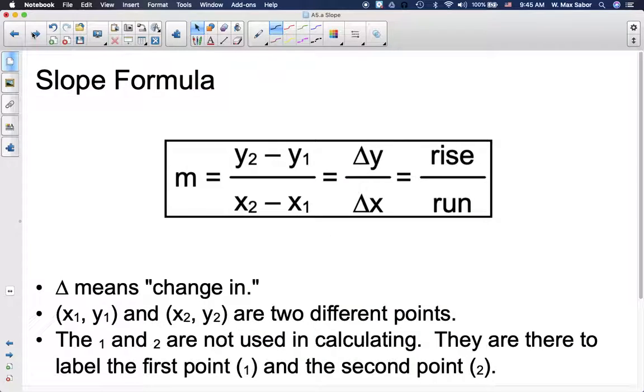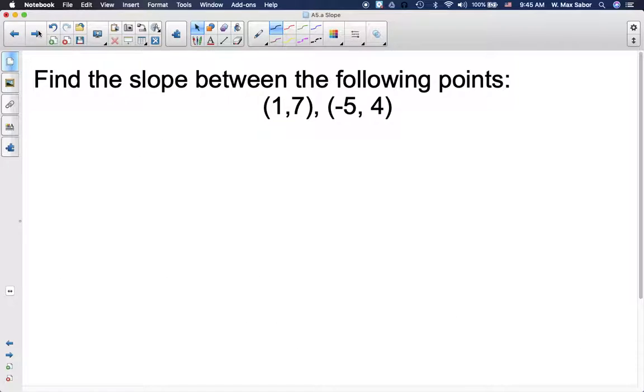So our slope formula, y2 minus y1 over x2 minus x1, equals change in y over change in x, is rise over run. You only need to know 2 of these at a time, but it's important that you know all of them eventually because each of them has its own uses. The delta means change in. x1, y1 and x2, y2 are 2 different points. The 1 and 2 just represent that this is 1 point, this is a second point. That's all. This is a very important formula. We will use it many times.